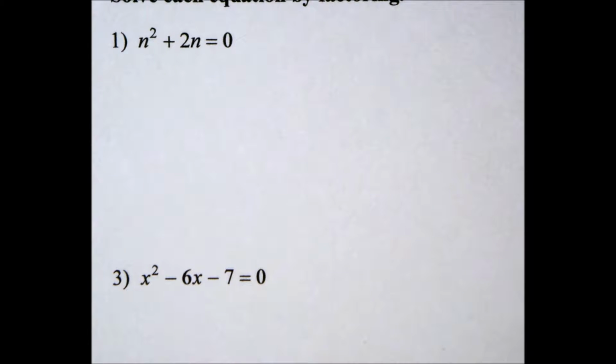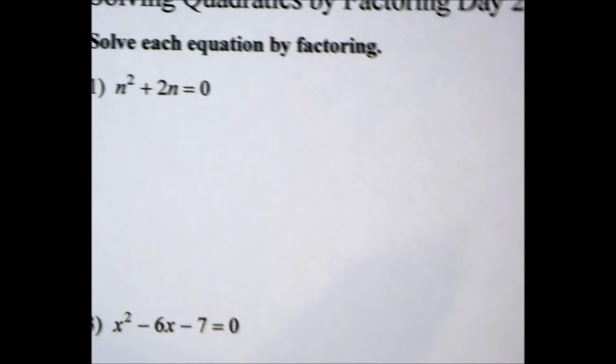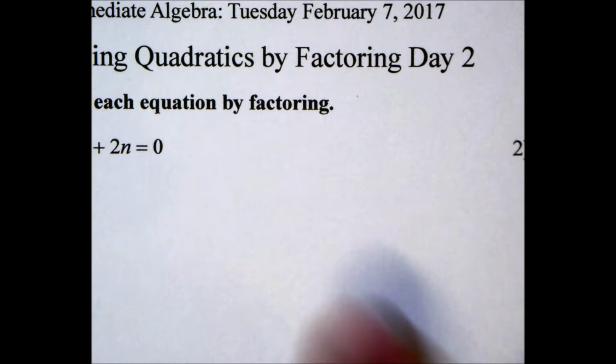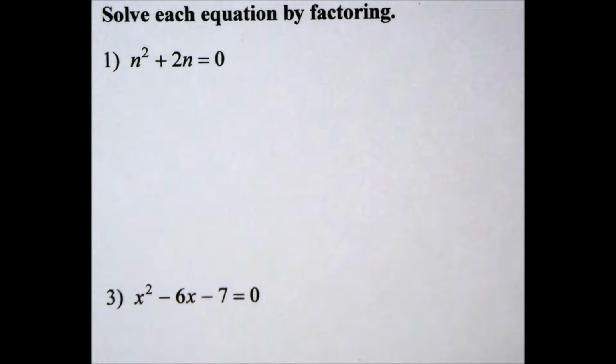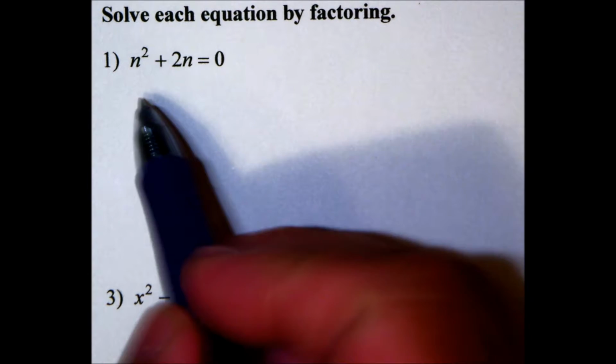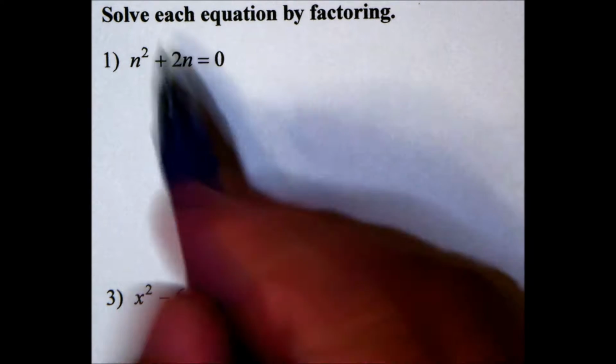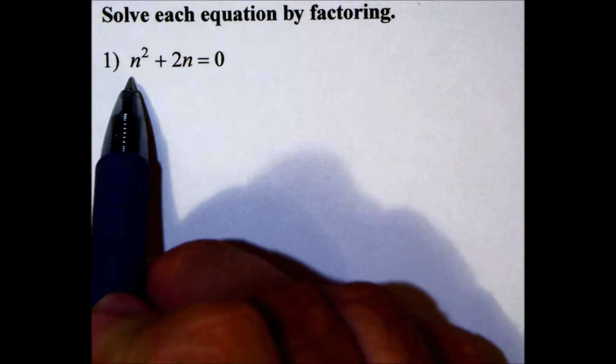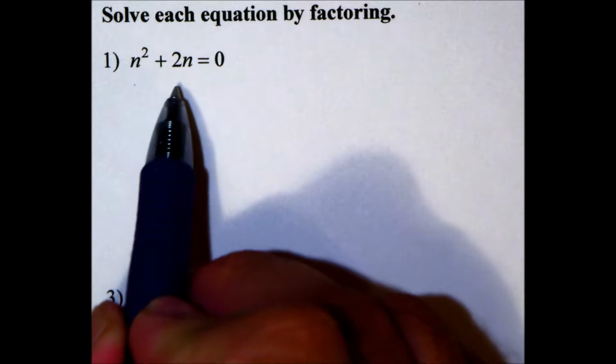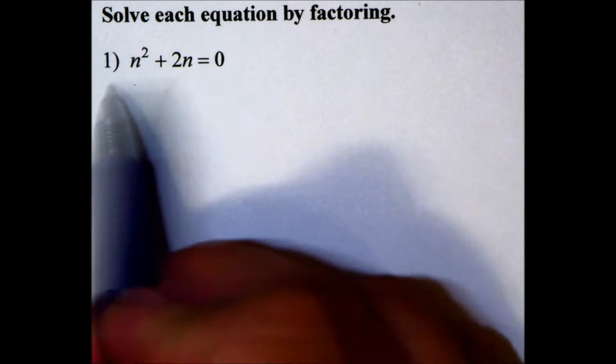Okay, this is factoring day 2, solving quadratics by factoring day 2. Okay, n squared plus 2n equals 0. So we have to factor these first. When you see terms like this, I have a common variable in each of these terms. So I have to factor out the common factor.